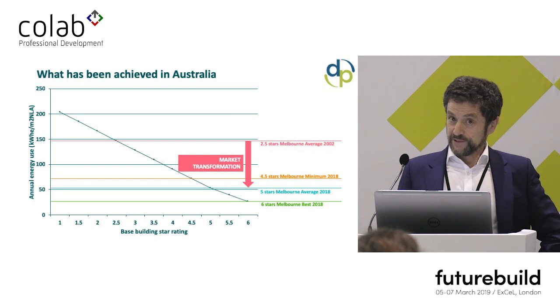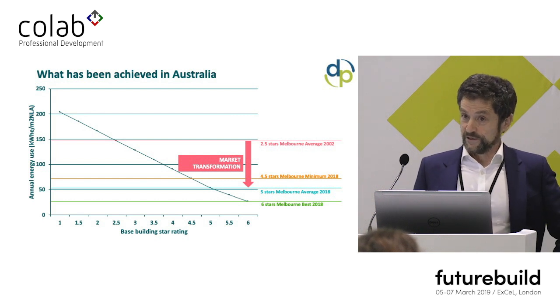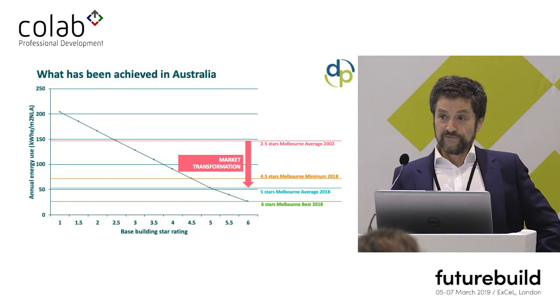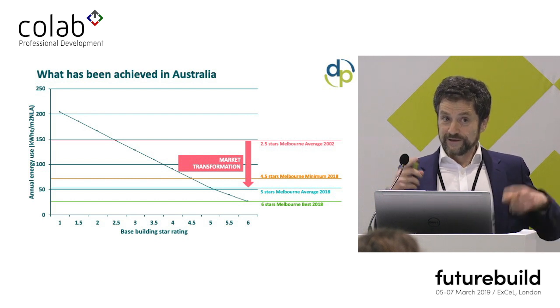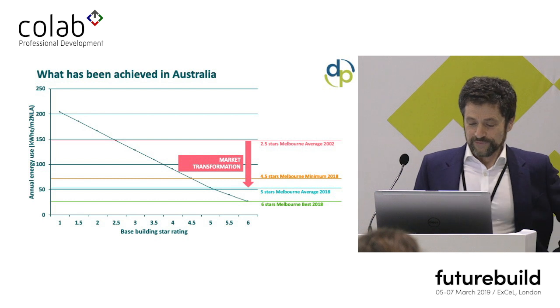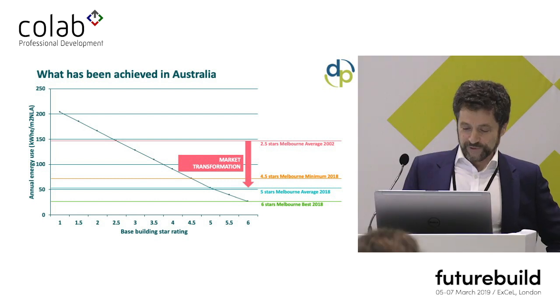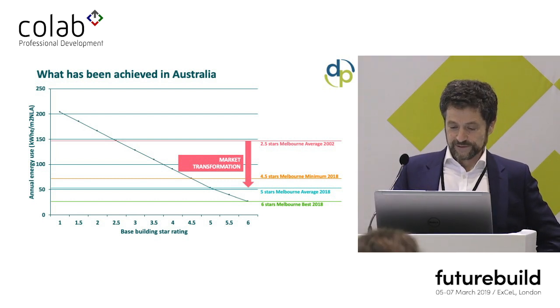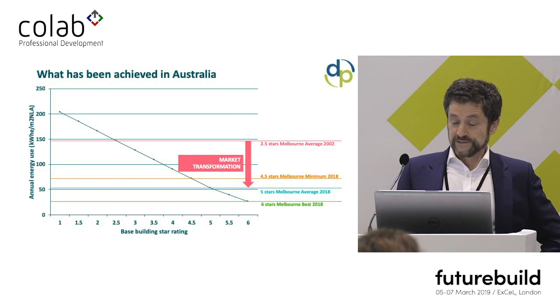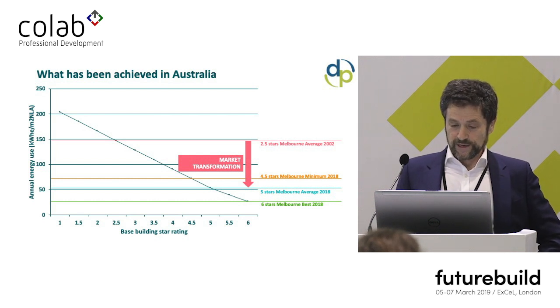The best buildings in Melbourne are now achieving 6 stars, which is halfway from 5 stars to 0, real 0. This is not a mirage UK 0 that we had up to 2016. So it's been a massive market transformation of buildings in Australia, driven by the process that we are now trying to replicate in the UK.